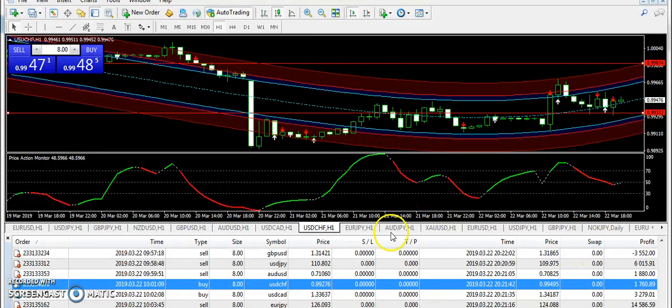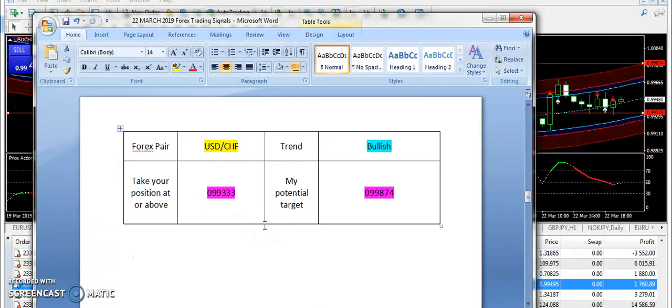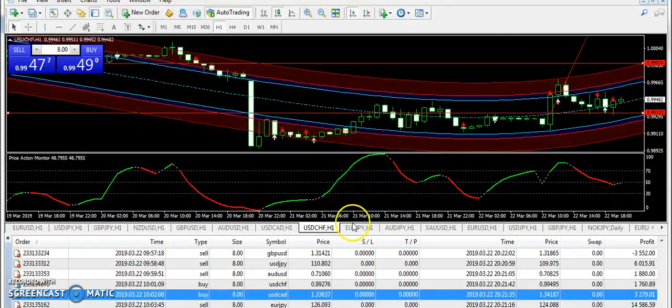Okay, now let's talk about USD CHF. The next signal, with a bullish expectation from 099333 and 099874 as the target price. However, you can see the market already made the bullish pattern and it satisfied 70% of the signal. And those subscribers who have taken the buy positions must have collected the profit on this pair.